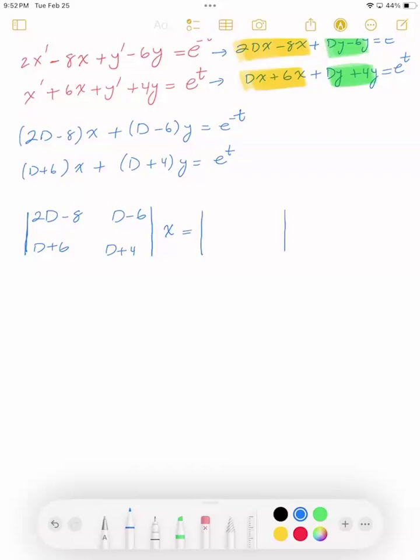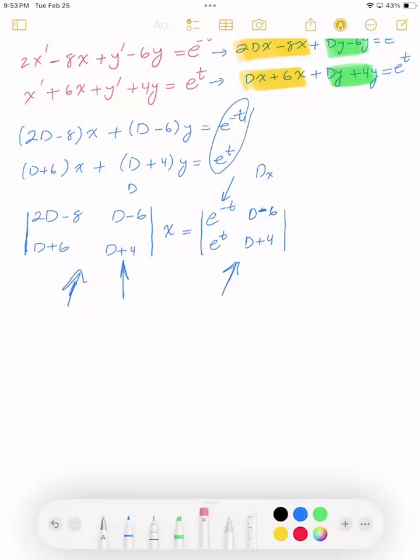We call this determinant D, and we call this determinant D sub x, if you remember that from college algebra. When we form this other determinant, I'm going to leave the y column alone, but I'm going to use these for the x column. We call this D sub x, we call this one D. And then we put the y column, which is D minus 6, D plus 4, here. So let me get rid of these.